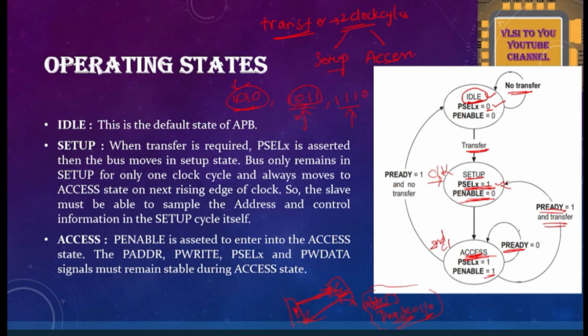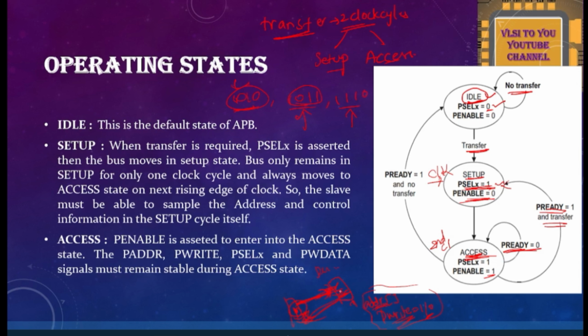For instance, if the master is going to send you data through the PENABLE signal, and the slave responds that I am not ready, that means PREADY equal to 0, then what happens? Nothing. The master should wait, right?